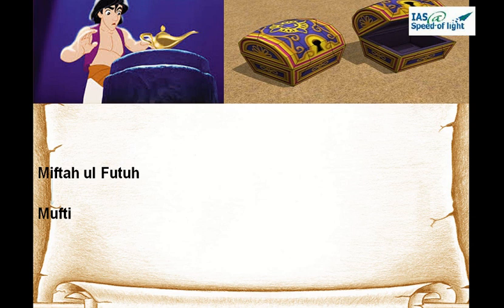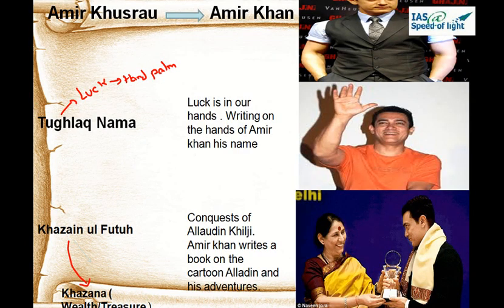Now, the third book is Miftah ul Futuh. From Miftah, we get Mufti. Mufti is a famous clothing brand. I think we all are aware of it. If you're not aware, you can just Google it. Mufti is a famous men's and also sometimes women's wear brand. So Amir Khan is normally seen wearing Mufti shirts. Here he's wearing a Mufti shirt. You go near Amir Khan, checking what brand of shirt he actually wears, and you find a sticker of Mufti.